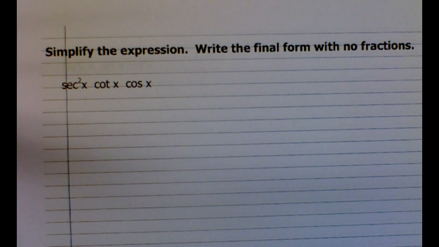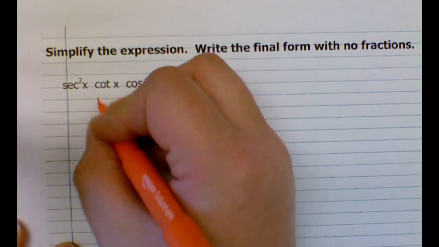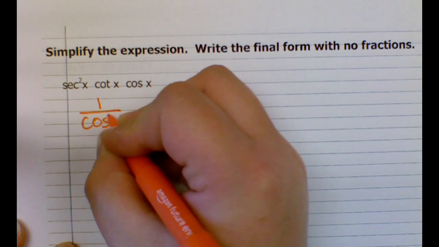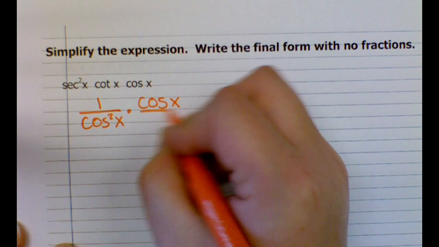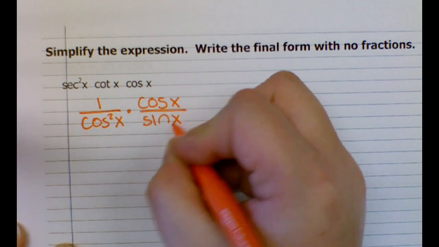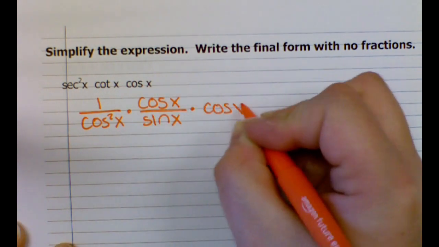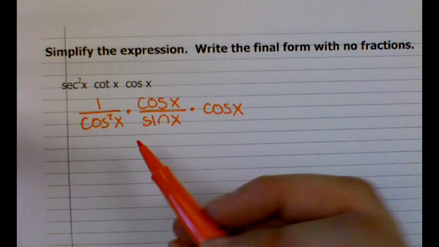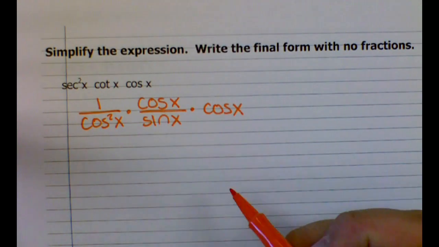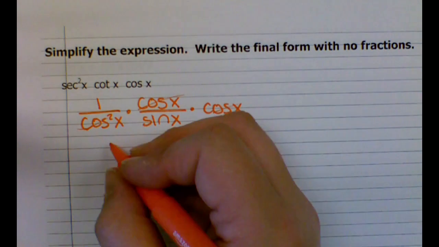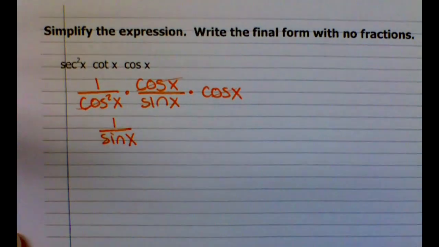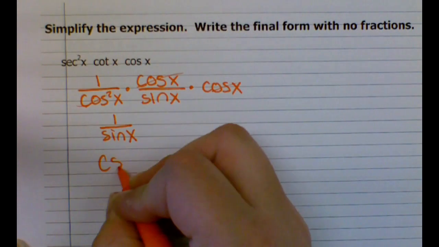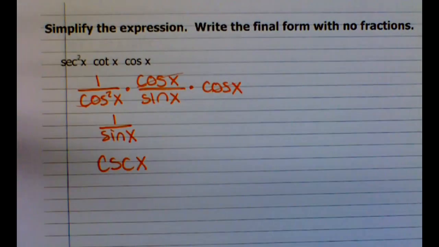Secant squared of x times cotangent of x times cosine of x. Secant squared can be rewritten as 1 over cosine squared. Cotangent can be rewritten as cosine over sine. And a cosine here. Now I see the cosine squared and the cosines cancel, leaving me just 1 over sine of x, which is cosecant of x, and now it's simplified.